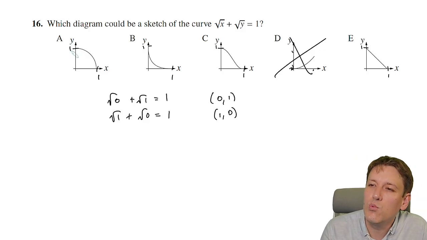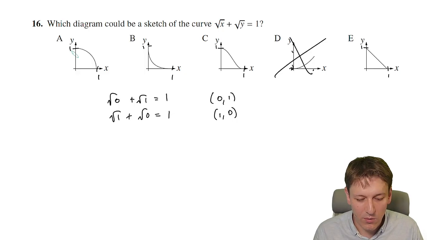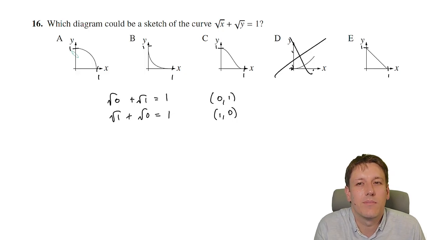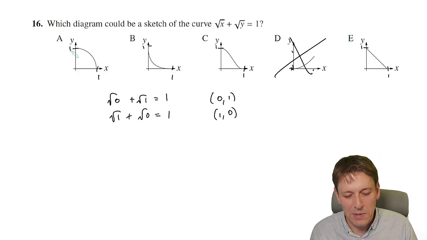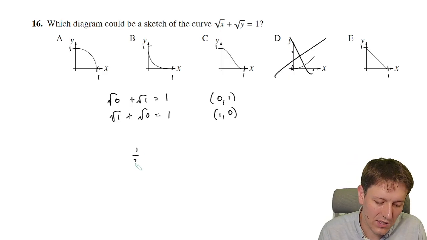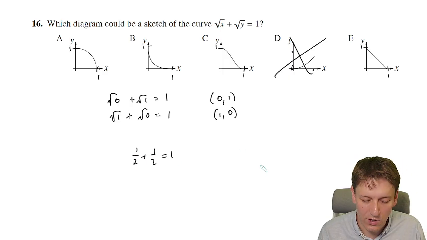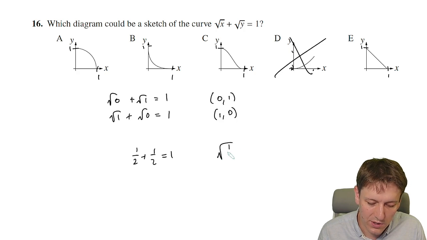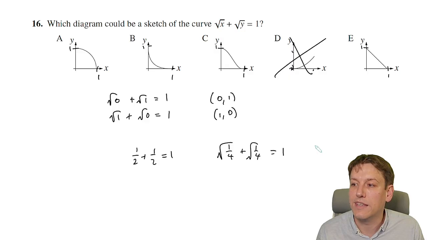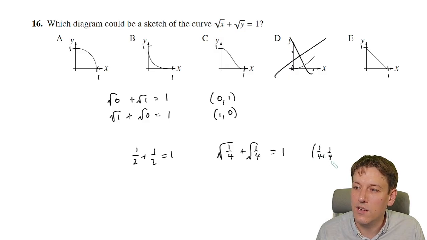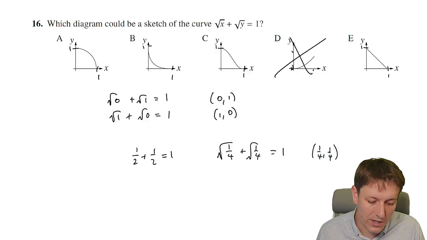Now, really what we want to do now is just to find another point that works, and I think after playing around with it, the one that a lot of people will find here is to think, well, I could try and do a half plus a half equals 1, and I know that a half squared is a quarter, so actually that would correspond to the square root of a quarter plus the square root of a quarter is 1, so I get another point on the curve here, 1 quarter, 1 quarter.